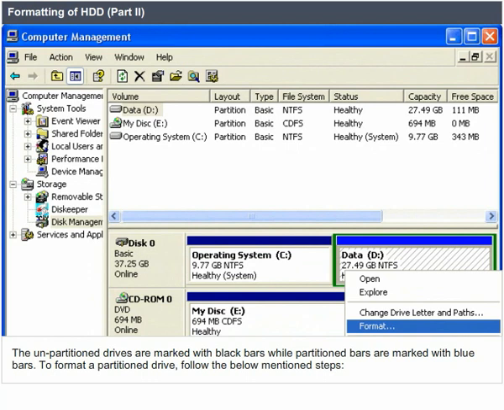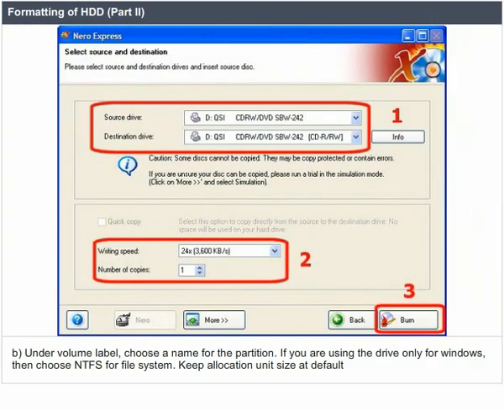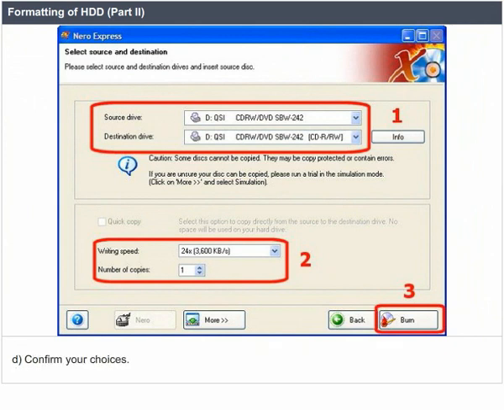To format a partitioned drive, follow the below-mentioned steps. Right-click the blue bar and select Format. Under Volume label, choose a name for the partition. If you're using the drive only for Windows, then choose NTFS for the file system. Keep the allocation unit size at default. Click OK. Confirm your choice.